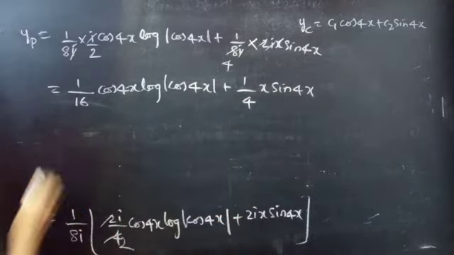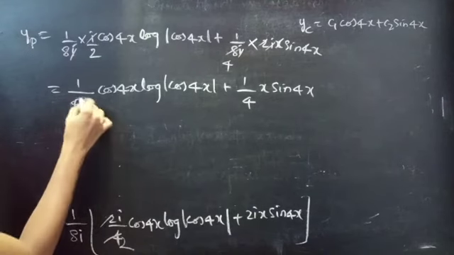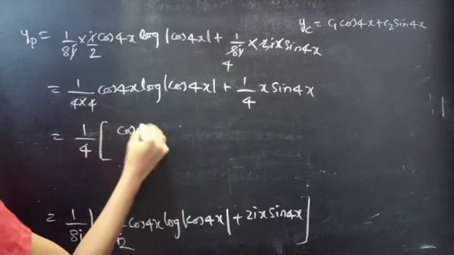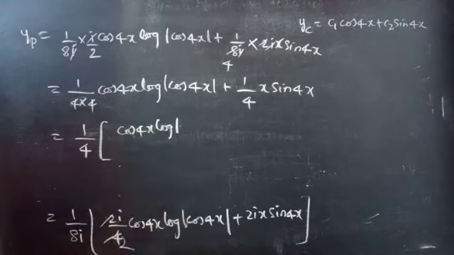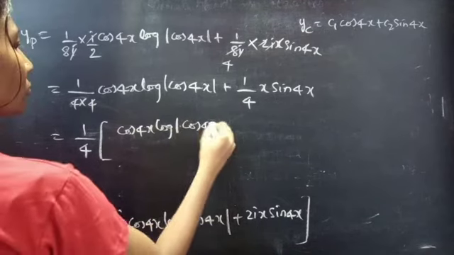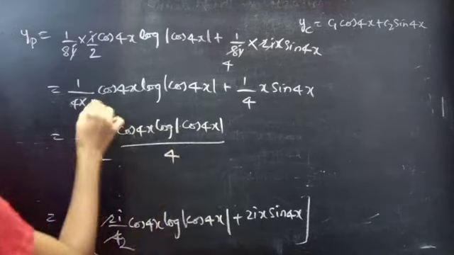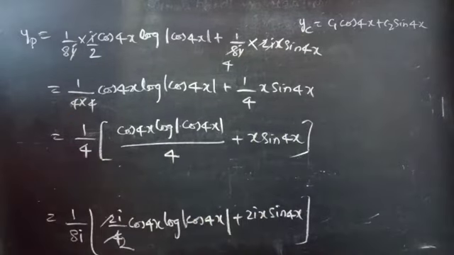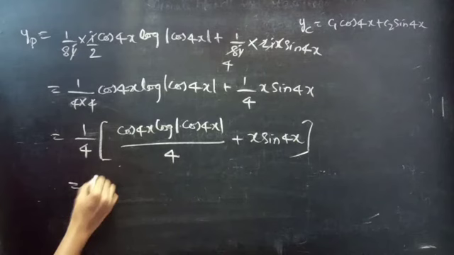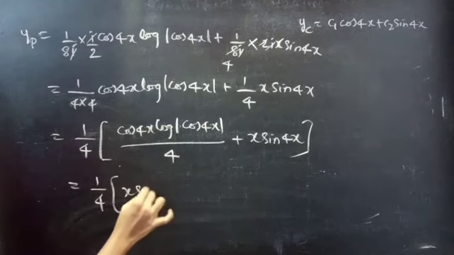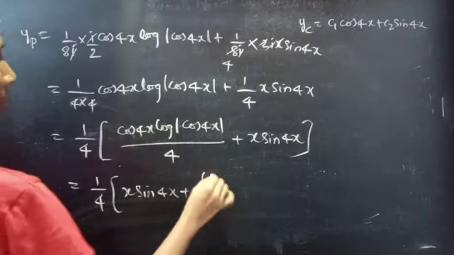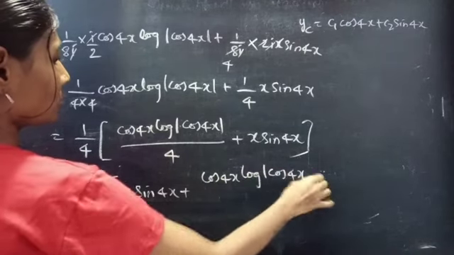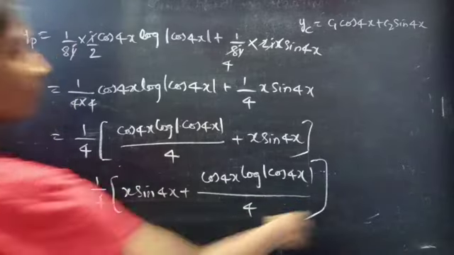You can take 4 common from these two terms, right? 16 as 4 into 4, it will be easy. You get 1 by 4 times cos 4x log mod cos 4x by 4 plus x sine 4x. You can also write this as 1 by 4 into x sine 4x plus cos 4x log mod cos 4x by 4, which is yp.